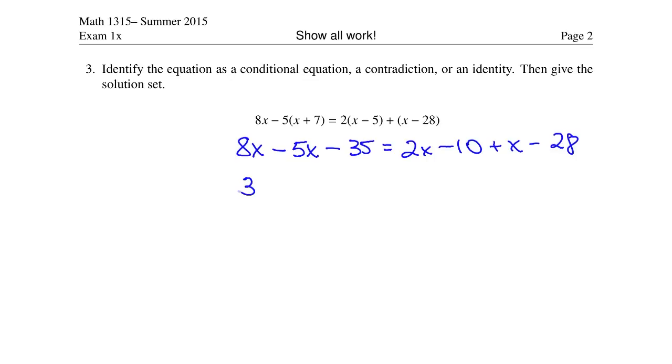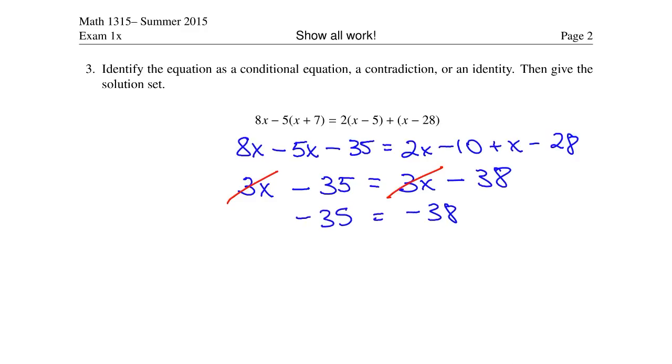Simplifying the left side, we get 3x minus 35 is equal to 3x minus 38. Notice that we have 3x on both sides, so they cancel. And that leaves me with negative 35 is equal to negative 38. That is false. Since this equation is false, that means we have a contradiction. And the solution set to all contradictions is the empty set.